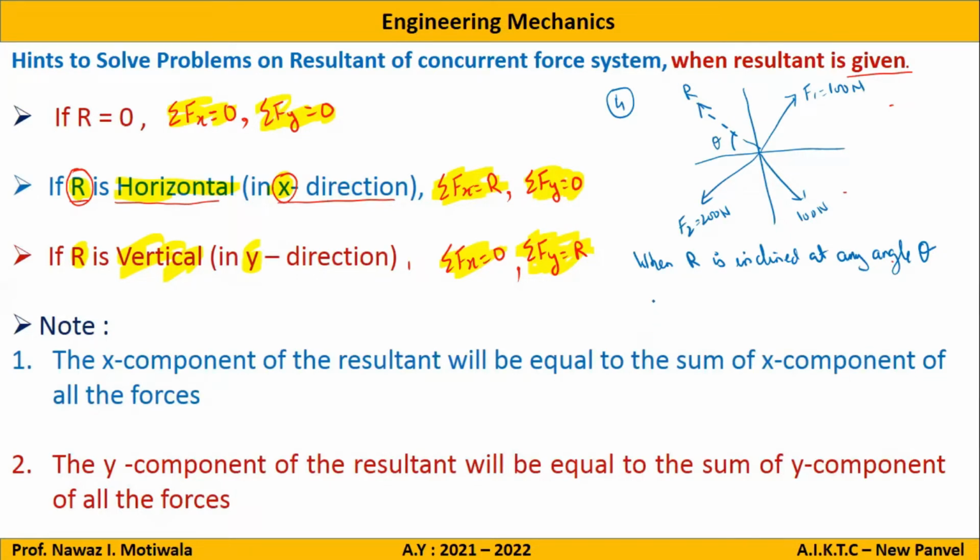In this case, what conditions will we use? Summation of Fx, can I write zero now? No, sir, because there is some resultant present. So I will write summation of Fx is equal to Rx and summation of Fy is equal to Ry. What does it mean? All the forces in the x direction should be equal to the resultant in the x direction, and all the forces in the y direction should be equal to the resultant in the y direction. Understood now what I mean to say?